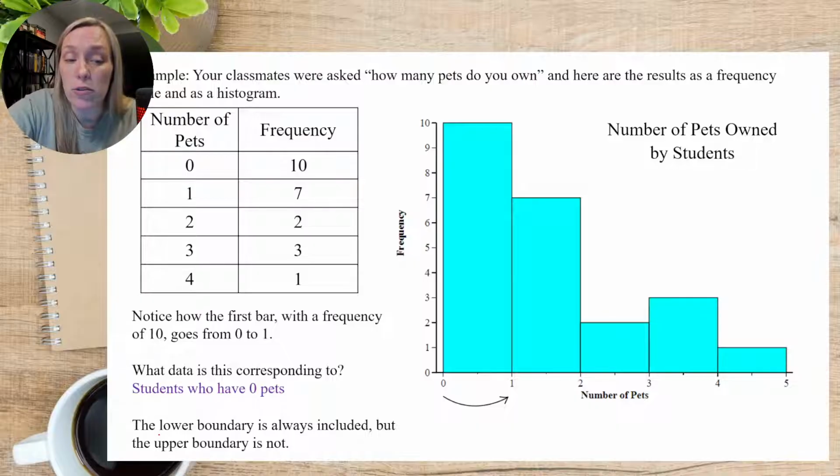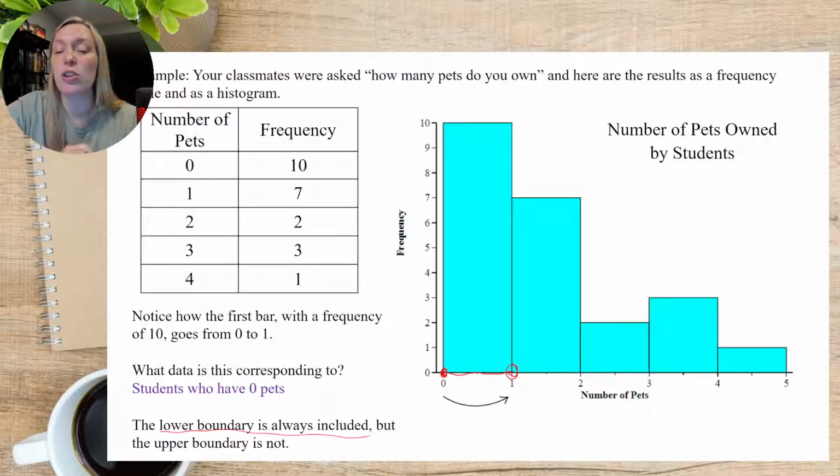The lower boundary, when we look at a histogram, the lower boundary is included, but the upper boundary is not. So 0 is included, and I go up to, but not including 1 on my upper boundary. And that's how we label histograms and how we read histograms here. So 0 is included, it goes up to, but not including 1, whereas this next bar starts at 1 and goes up to, but not including 2.